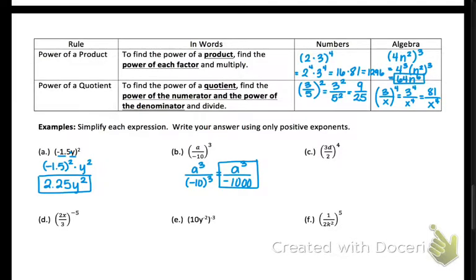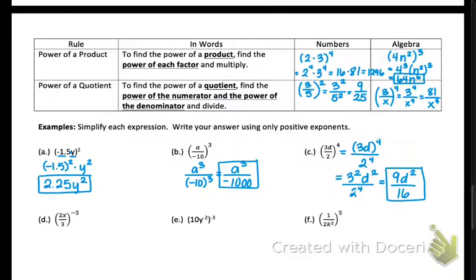So if we look at example C, the quotient rule says that this would be 3d to the 4th over 2 to the 4th. But now the numerator here is an example of our product rule. So we would have to do 3 squared d squared over 2 to the 4th. Whoops, that should not be 2 to the 4; that's 2 to the 4th. And so we get 9d squared over 16. 9 over 16 doesn't reduce, so you know that you're done.